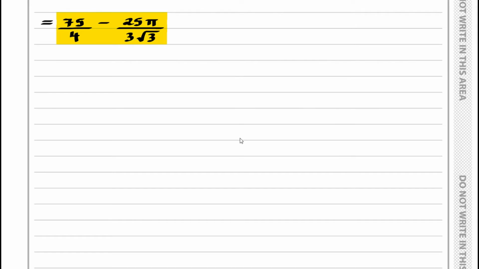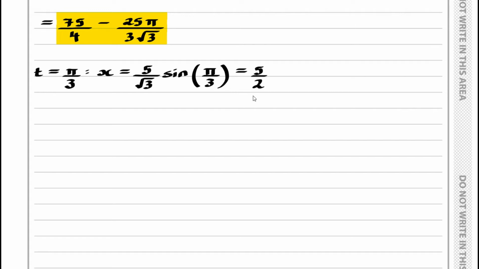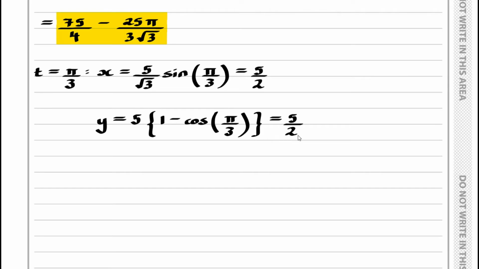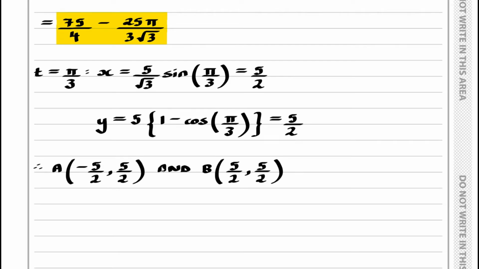What we can now do is determine the values of the coordinates of A and B. So when t equals pi over 3, x is equal to 5 over root 3 times by the sine of pi over 3, which is 5 over 2, and y equals 5 multiplied by 1 minus the cosine of pi over 3, which is equal to 5 over 2. Which means then, through symmetry, A is equal to negative 5 over 2, 5 over 2, and B equals 5 over 2, 5 over 2.